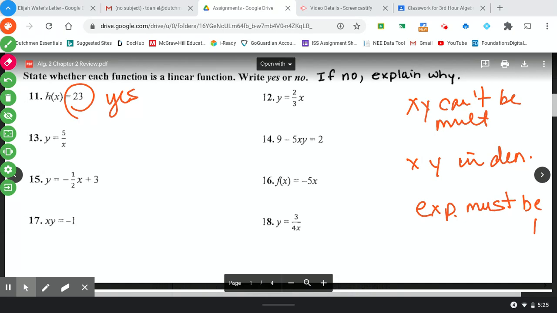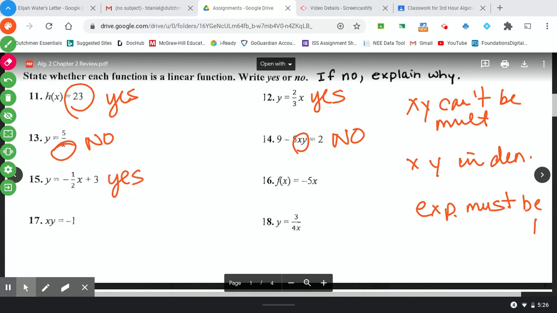And here, x is not being multiplied with y. It's not in the denominator. It doesn't have an exponent greater or less than 1. So yes, that also is a linear function. But look here, we got x in the denominator there, so that's a no-no. That's not a function. X and y are being multiplied here, so that's a no. This one's good because x is not being multiplied times y. It's not in the denominator, and it doesn't have an exponent that's different than 1, so this is yes.